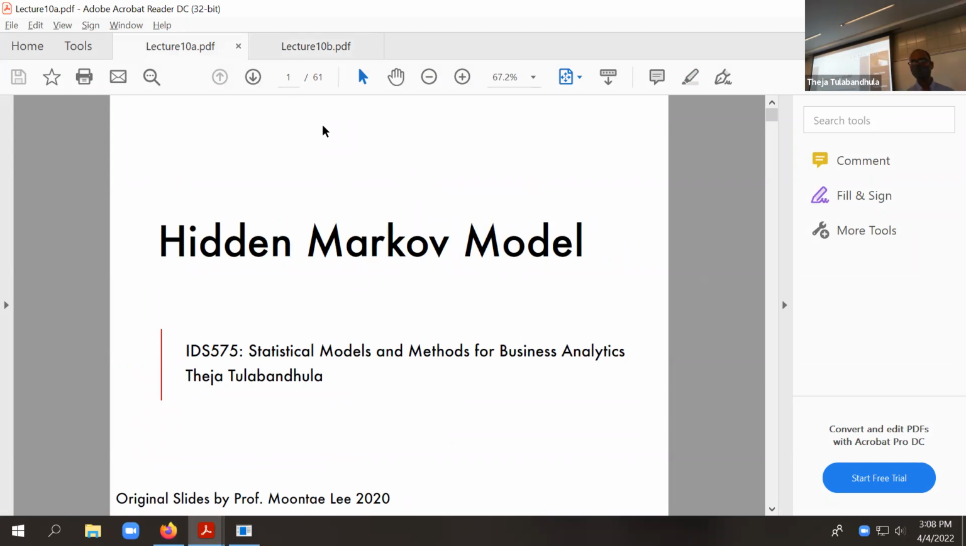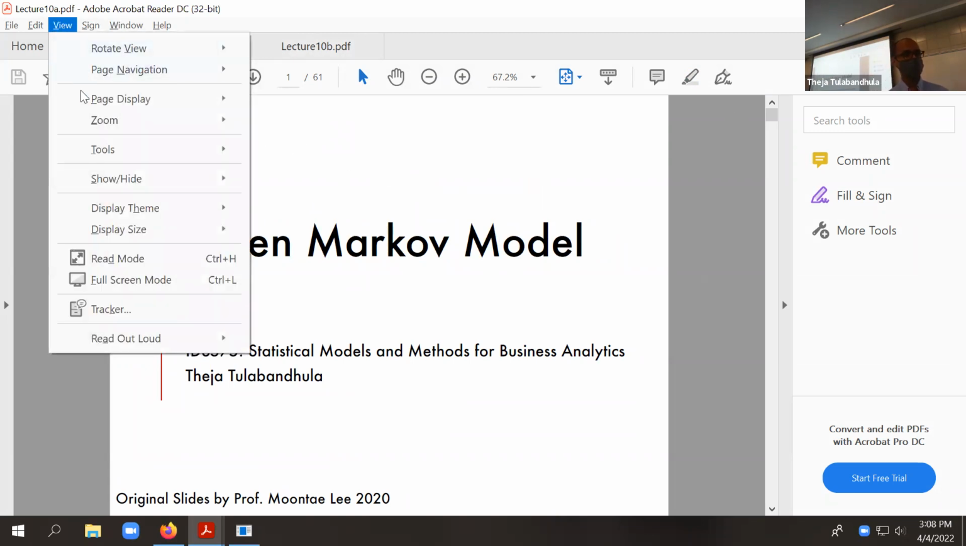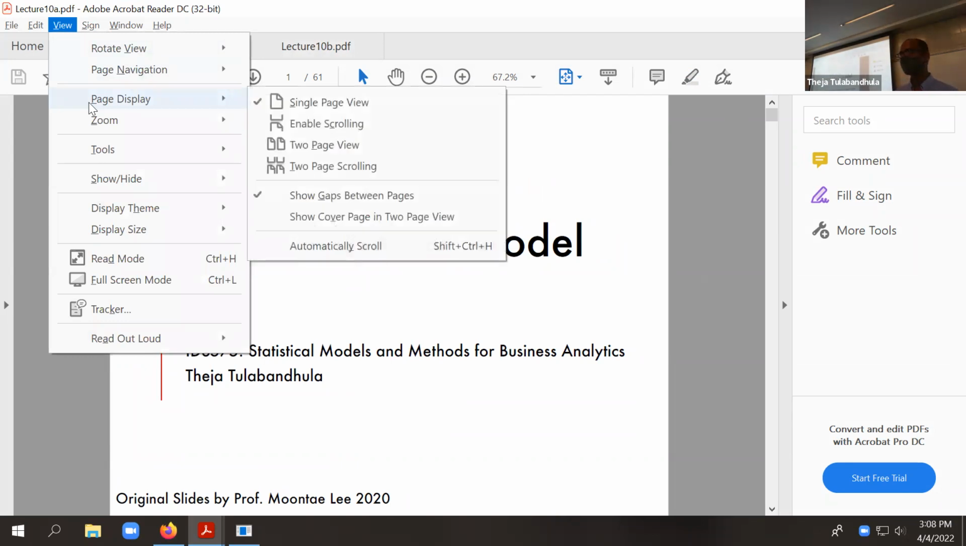So today's lecture slides are 10A and 10B. 10B is the one which is covering k-means. 10A is the one which is covering hidden Markov models. And I'll also briefly mention what we covered last time, because last time we saw Naive Bayes model, or in general, further discussion on generative models.